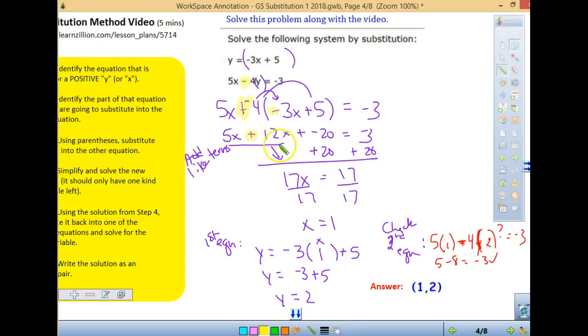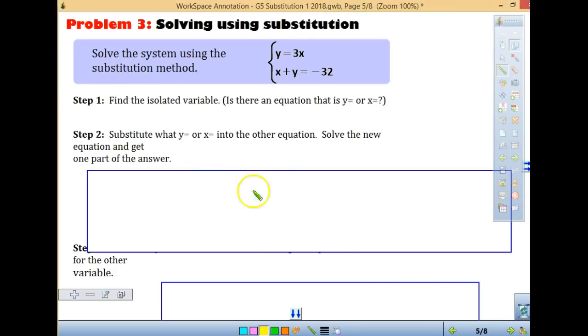Again, once you plug it into one of the equations, you're always going to check it in the second one, and your answer was 1, 2, as they showed. So now for this equation, we're going to do the same thing. First, we want to find our isolated variable. Is it the y or the x? In this case, it is the y.